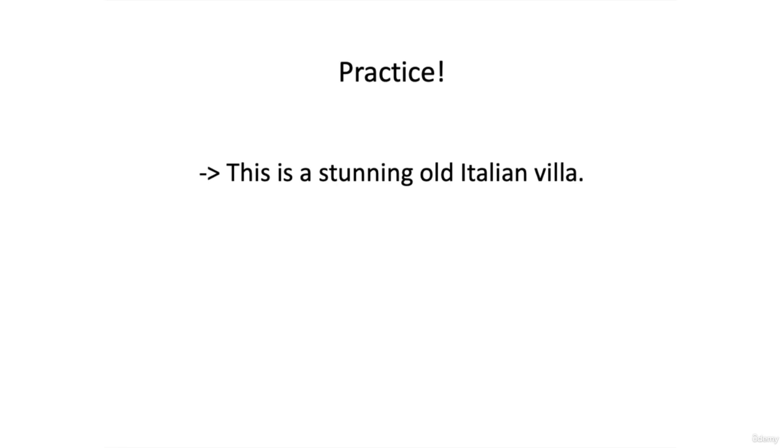So let's go. This is a stunning old Italian villa. In this sentence, we have three adjectives. Stunning, which describes how the speaker feels about the villa. Old, which indicates the age of the villa. And Italian, which describes its origin or nationality. All three adjectives belong to different categories and are therefore cumulative.